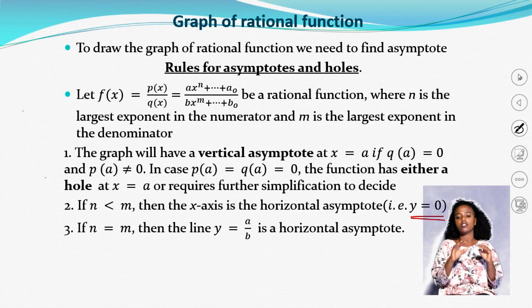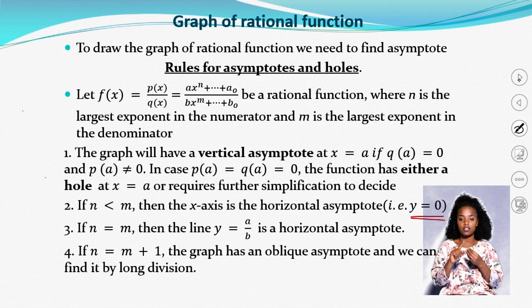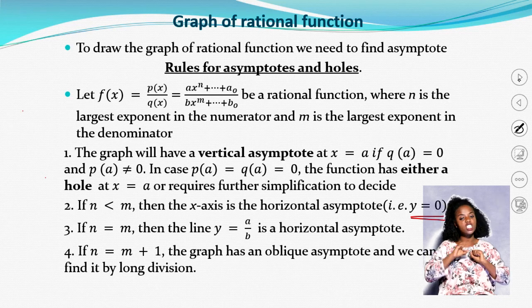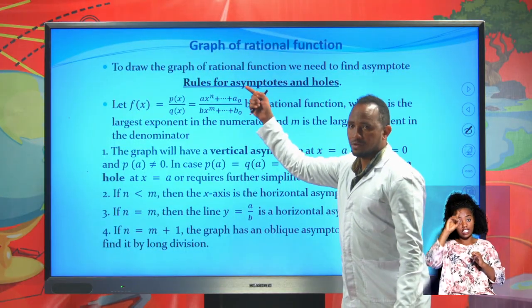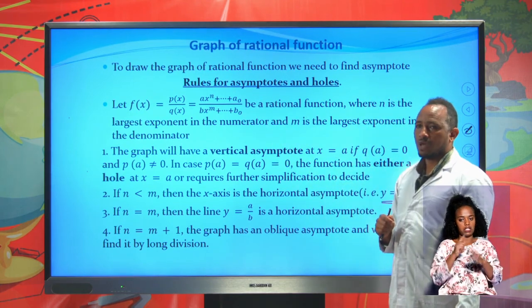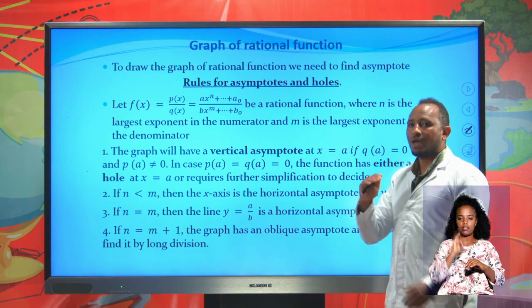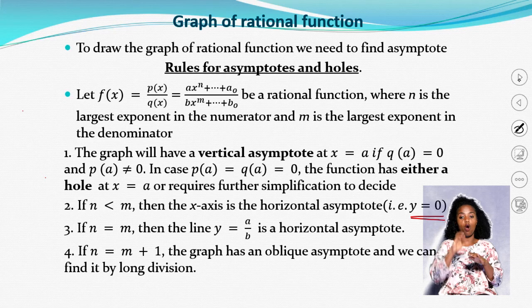Now, the next rule, the fourth rule: if n is equal to m plus 1, then the graph has an oblique asymptote, and we can find this oblique asymptote by long division. If the degree of the numerator is 1 higher than the denominator, in that case, you will have an oblique asymptote. Otherwise, it will not have. It must be 1 higher than the denominator. In that case, you have an oblique asymptote. The oblique asymptote is obtained by using long division.